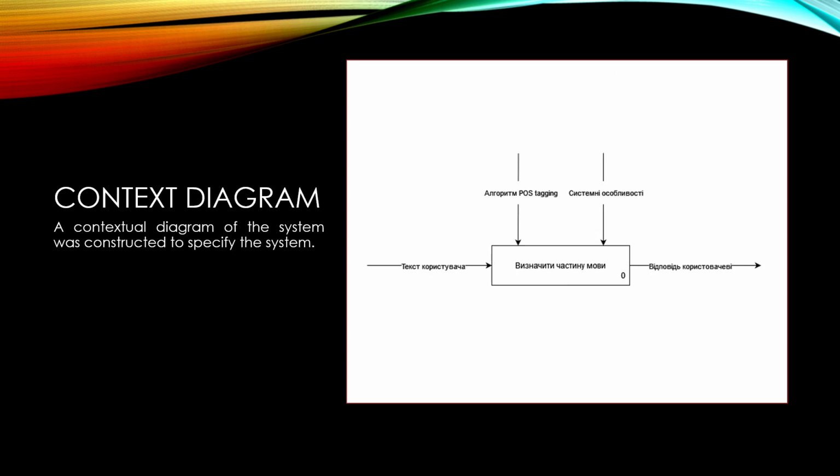Then a contextual diagram of the system was constructed to specify the system. Here we have the main process, which is POS tagging, and the input is the text of the user, the output is the answer for the user, and the mechanisms are the algorithm of POS tagging and system characteristics such as memory limits and others.